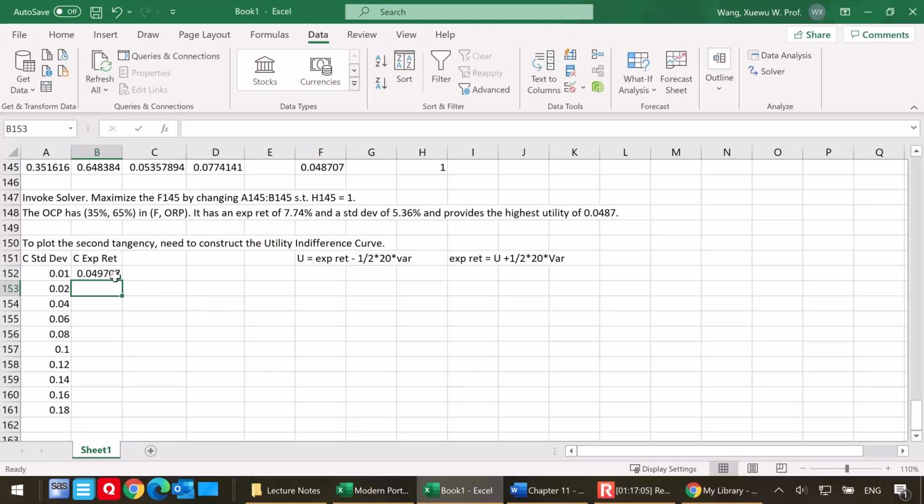So that's going to be the complete portfolio expected return. In other words, this is actually one of the portfolios that provide the maximized utility score, all right? And I can copy this down here, and I get all the other complete portfolio expected returns. And if you plot this in a graph, you're going to have the utility indifference curve, all right?